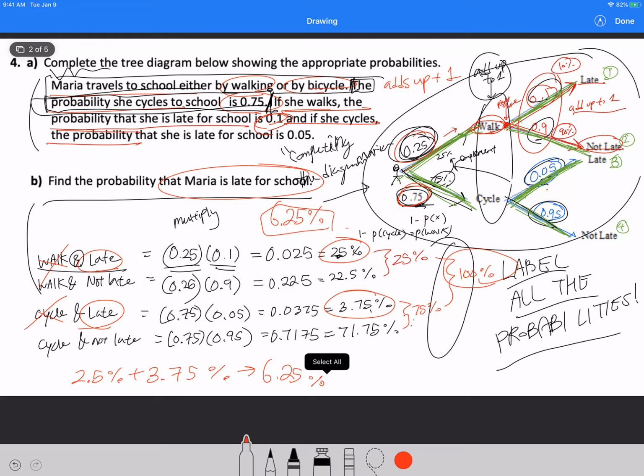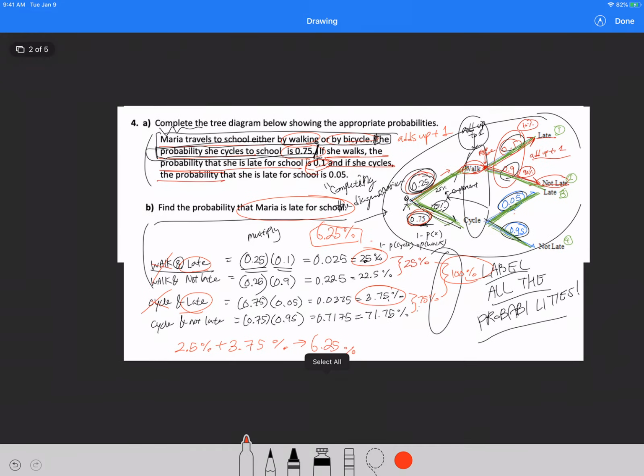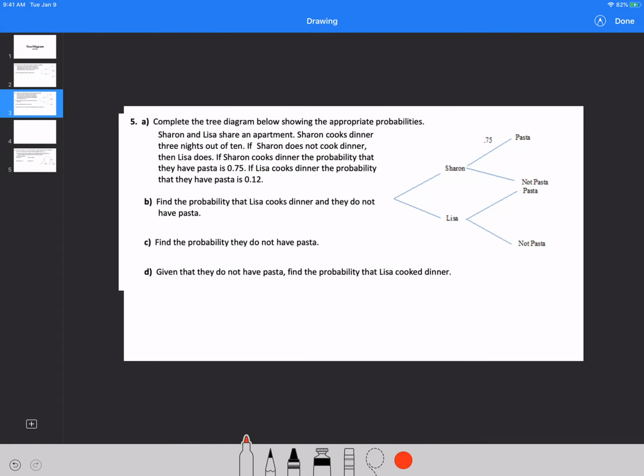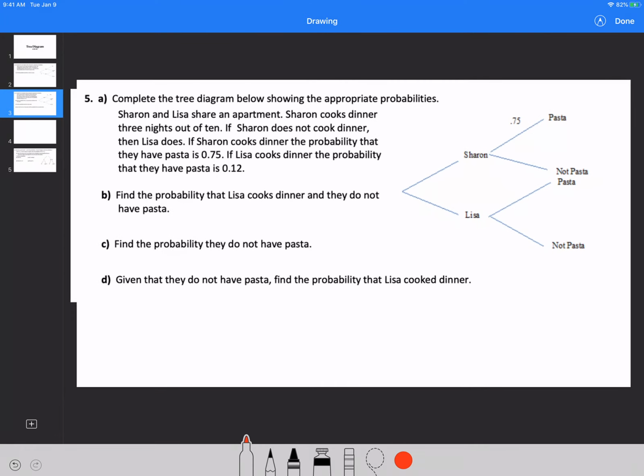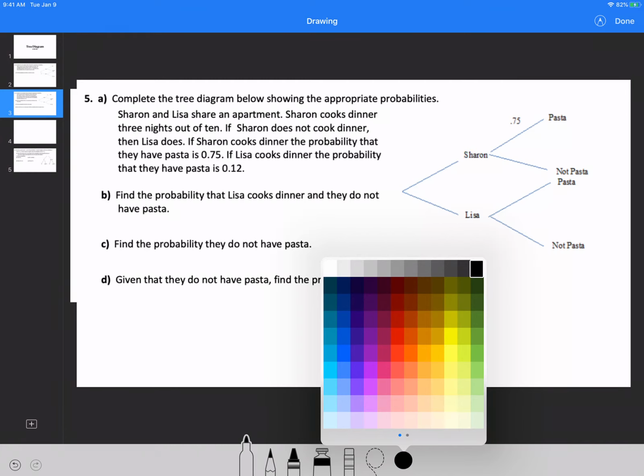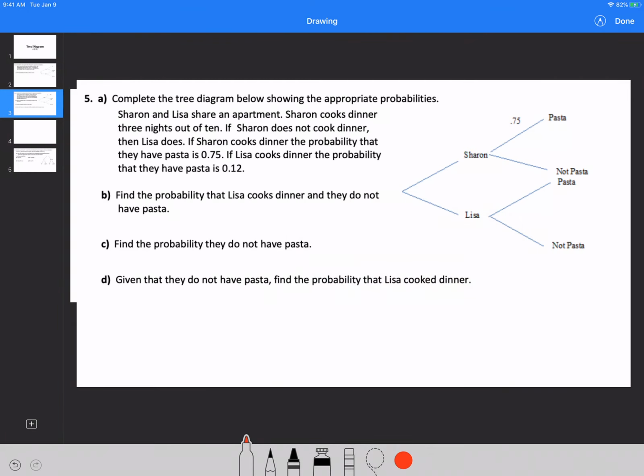Okay, all right, so that's one tree diagram. Now it's already about 10 minutes here. First, I would like you to take a look at this question and apply the same thing. Complete the tree diagram below showing the appropriate probabilities. I would like you to draw this tree diagram on a piece of paper and then complete it for me. Part B, find the probability that Lisa cooks dinner.